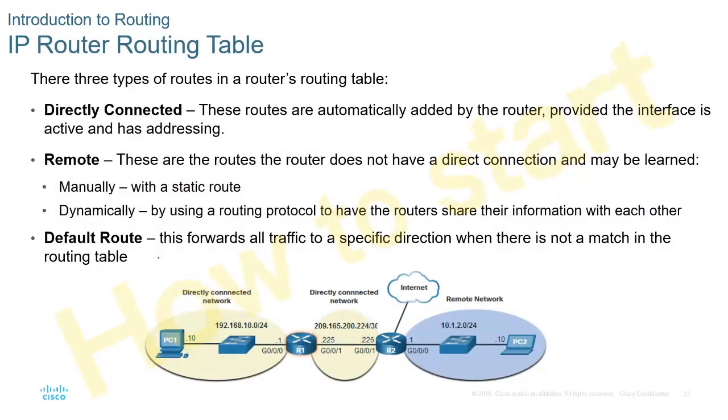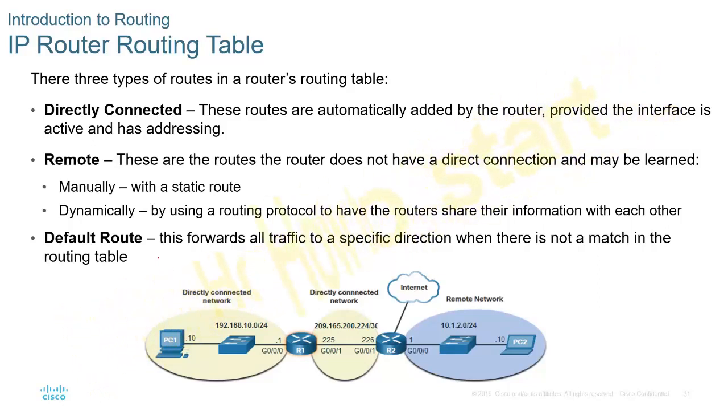So there are different types of routing functionality. We have routes that are learned either directly connected, and these are routes that are automatically added to the router, and they are provided by the interface, they are active, and they have an address. So directly connected networks have to have an address and must be on and active. We have remote networks, and those are typically either learned through a routing protocol or statically assigned manually, static, dynamic routing protocol.